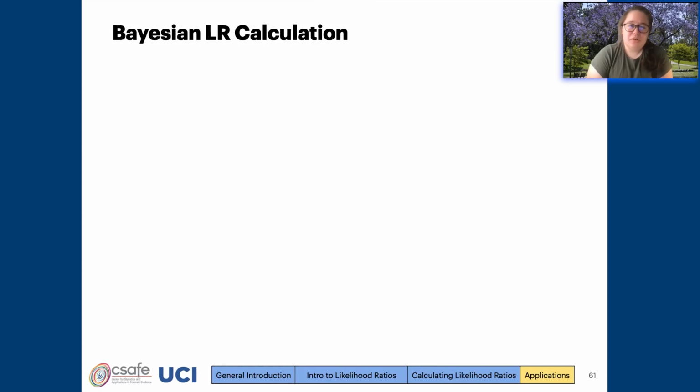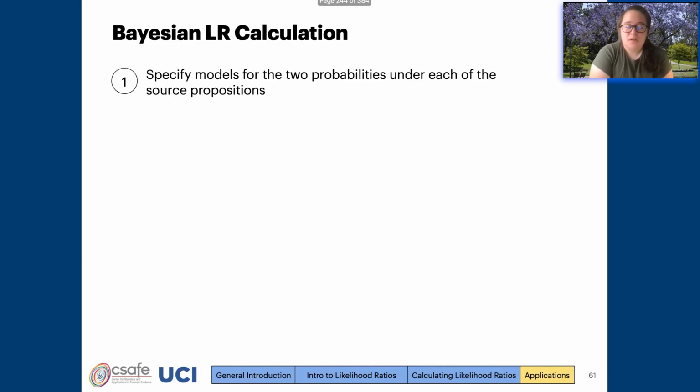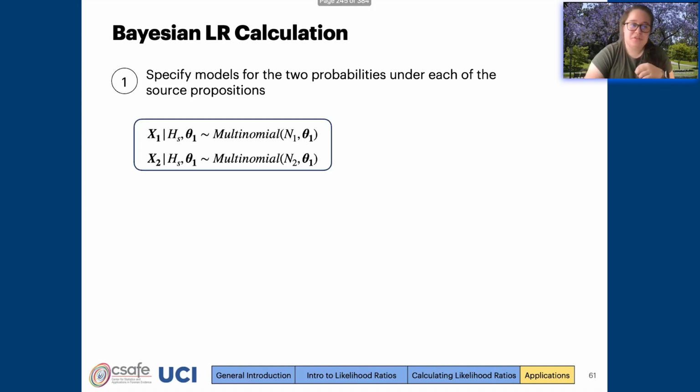So what we're going to do is show, very similarly to before, how we can calculate the likelihood ratio using the Bayesian strategy. And we're going to use the same 3 steps that we did in the previous section. So the first step is, again, specify the models for the 2 probabilities under each of those source propositions. In this case, we still have x1 and x2, but now these are event counts across many different events. And we're going to say that these follow a multinomial distribution.